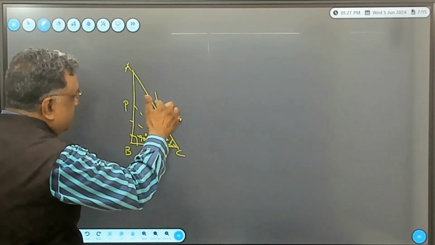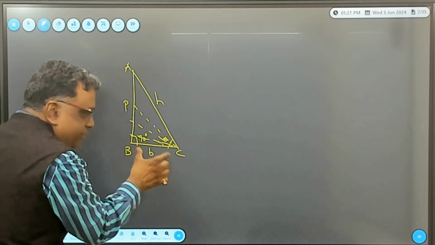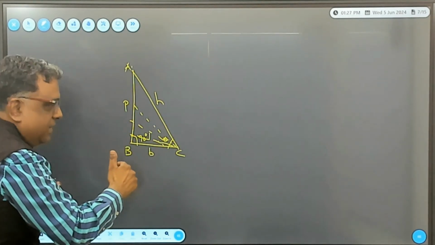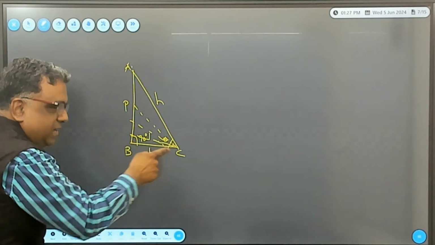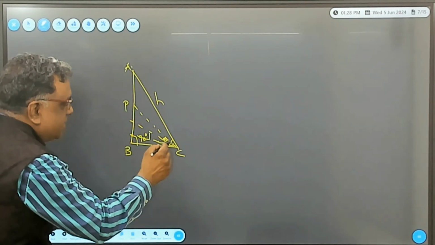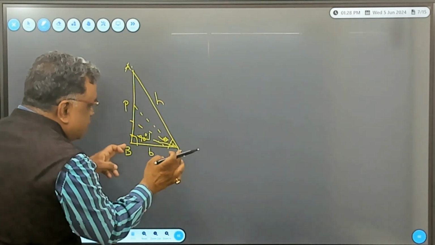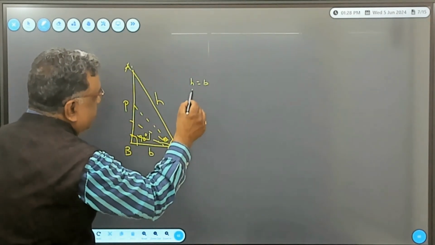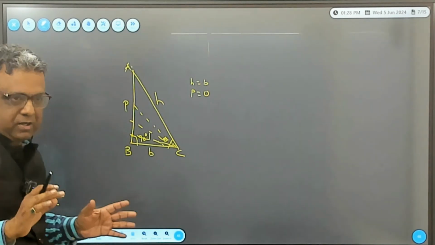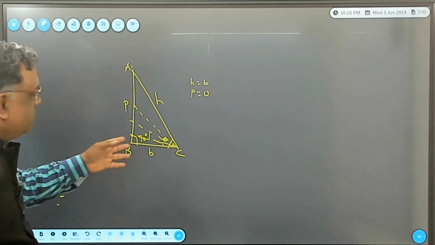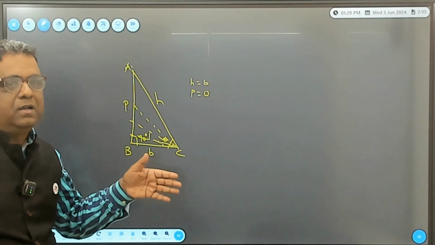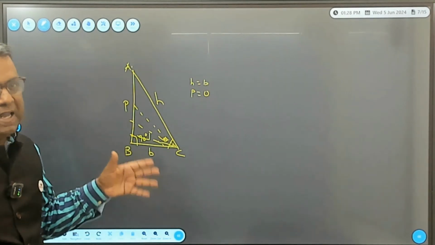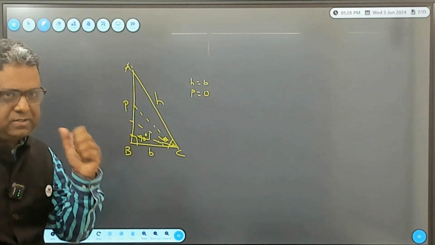So when this hypotenuse tends to merge with B, and P tends to 0, the angle will tend to 0. When this angle becomes 0, H will merge with B, which means H will become B, and P will become 0. Try to understand with this analogy. It will never actually become 0, because if it becomes 0, it will not remain a triangle, but it will come very close to 0. So with this analogy I can find the trigonometric ratios of the 0 angle.